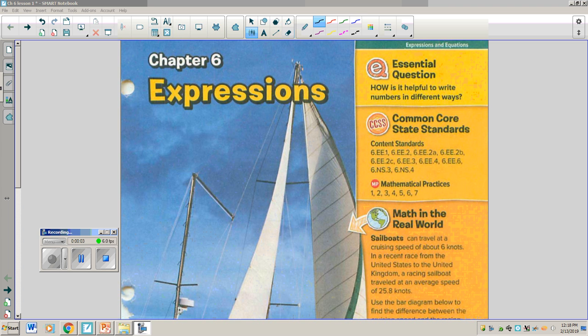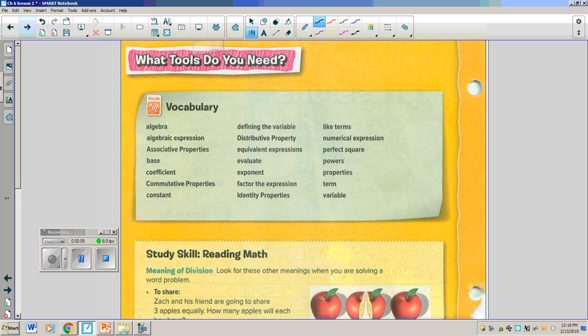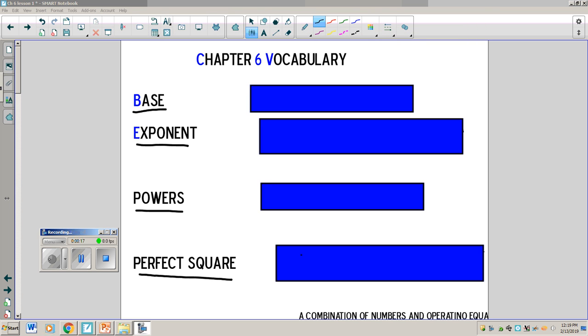Chapter 6, it is titled Expressions. We are going to start getting into algebra. This chapter has a ton of vocabulary you're going to need to study along the way. We'll break it up as we go through the lessons.